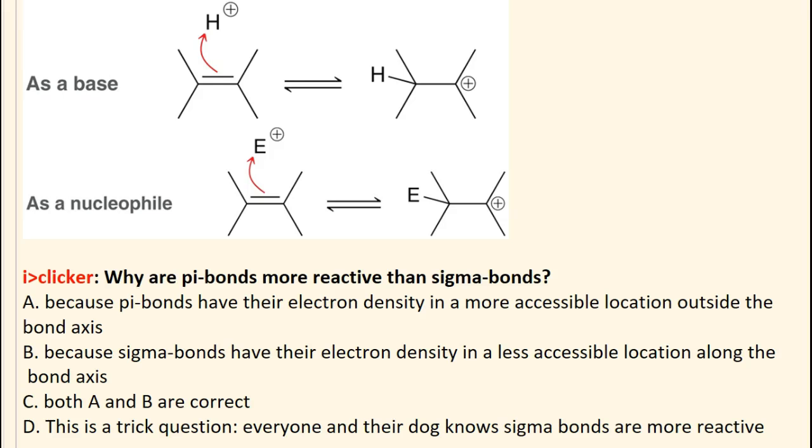why pi bonds are more reactive than sigma bonds. Is it A, because pi bonds have their electron density in a more accessible location outside the bond axis? Is it B, because sigma bonds have their electron density in a less accessible location along the bond axis? Is it C, that both A and B are correct? Or is option D correct, that this is a trick question and that everyone and their dog knows sigma bonds are more reactive? Pause the video now and select an answer.